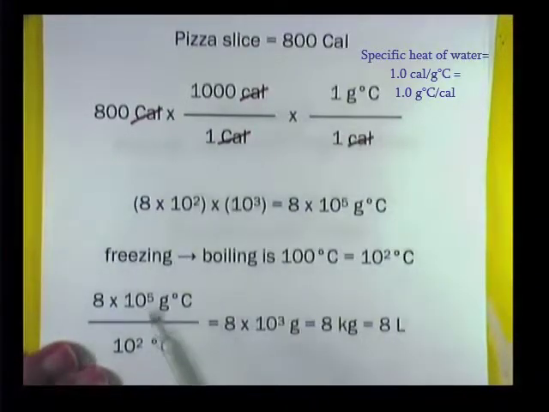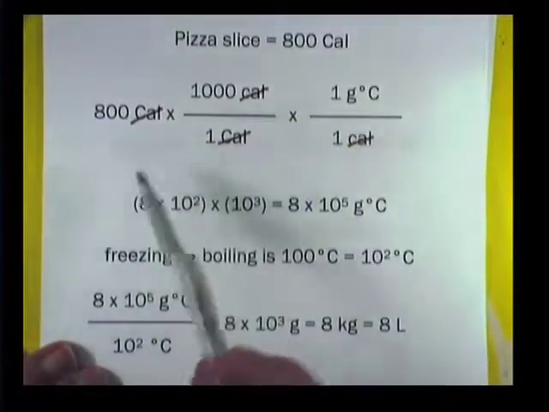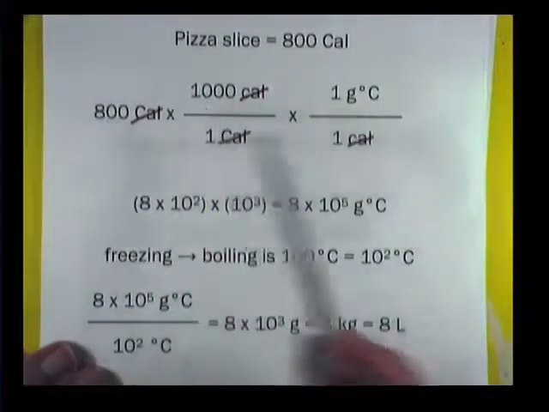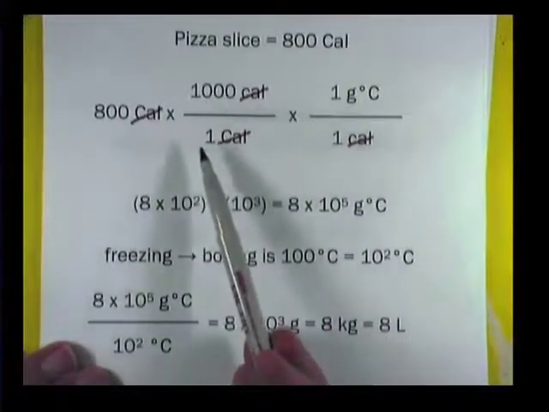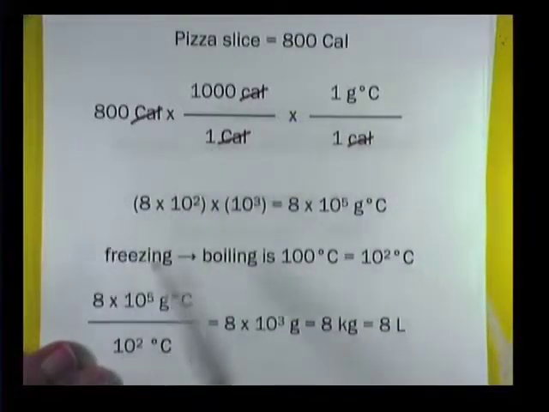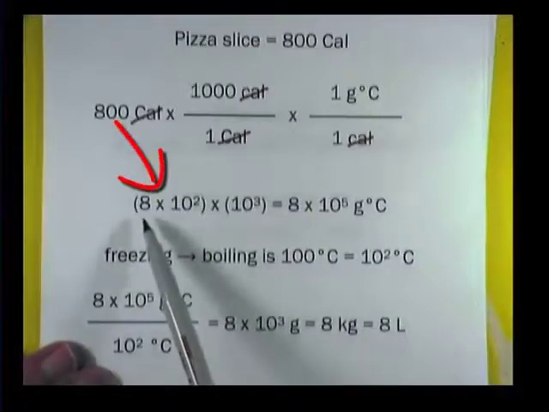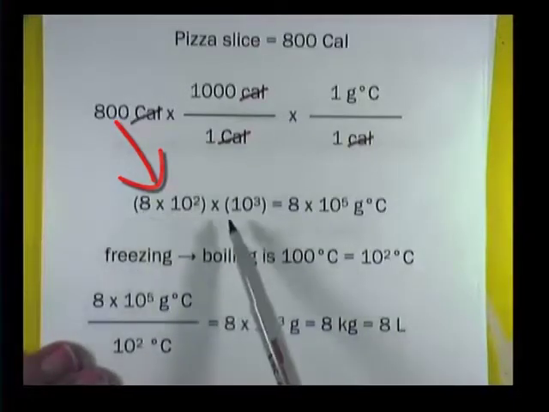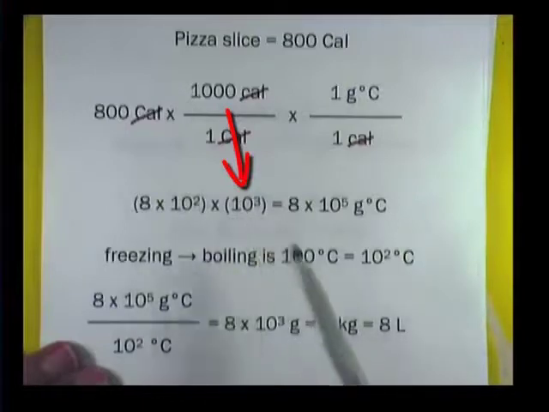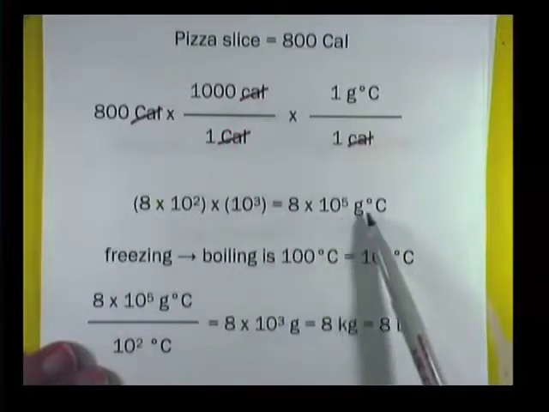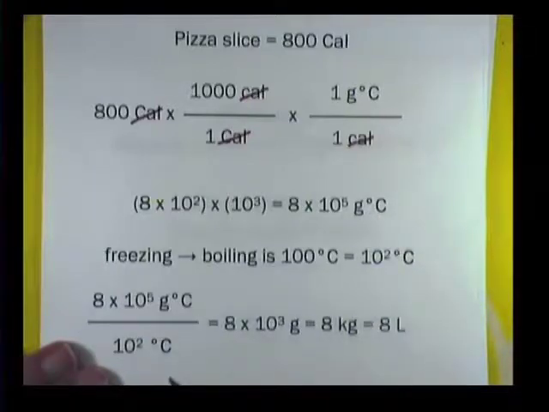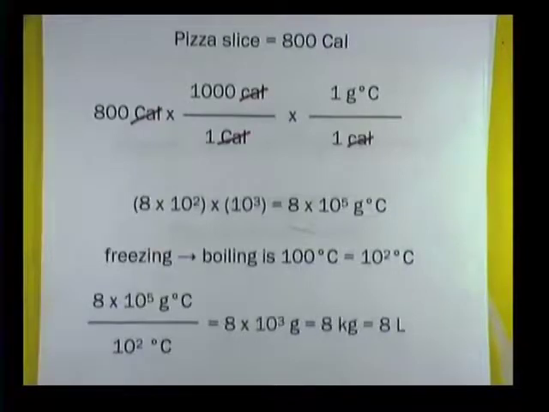That cancels out our units so that now by multiplying 800 by 1,000 by 1 on the top of this equation and 1 by 1 on the bottom of that equation, that makes it easier. That 800 is 8 times 10 to the 2, and 1,000 is 10 to the 3rd power. So altogether, that gives me 8 times 10 to the 5th grams per degree centigrade. So that's the amount of energy that I'm going to get out of this slice of pizza.